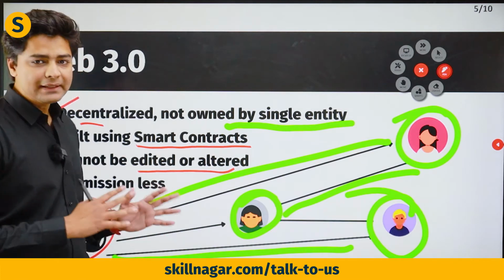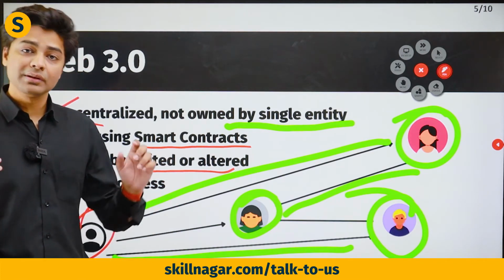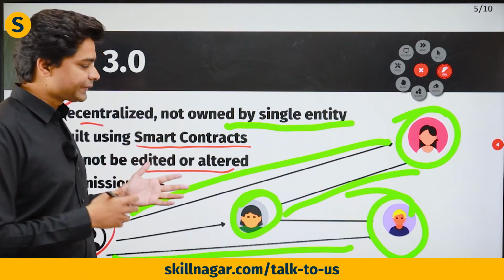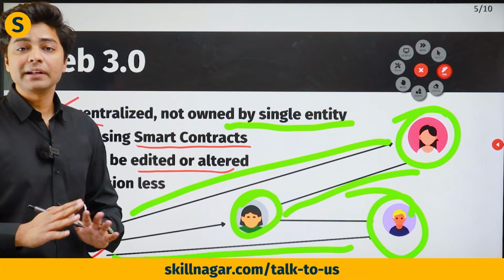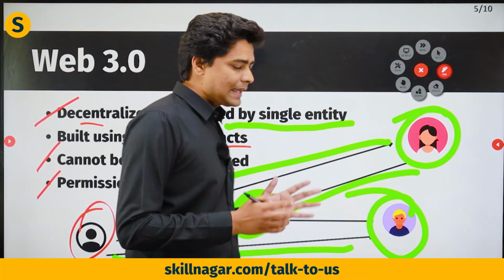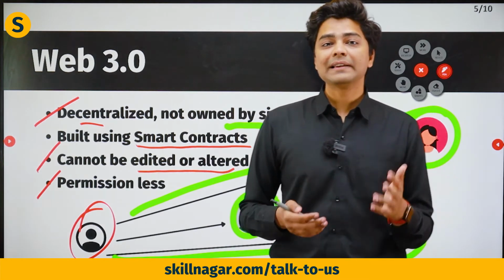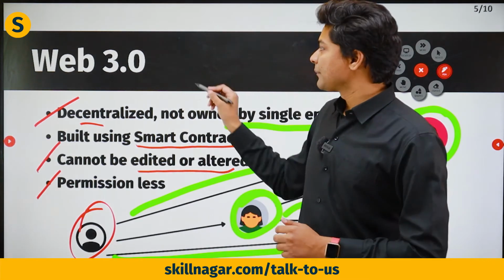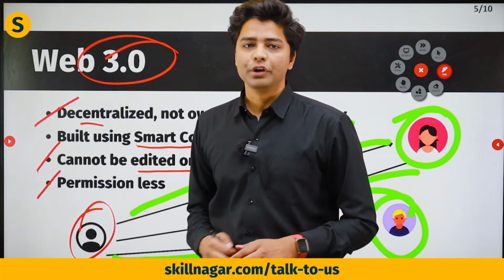Yes, so you can see there is not a single entity which is connected to all of them. You can see some users are connected to some people, some users are not connected to everyone. So you can see this is how the process of decentralization works, and this is the backbone of Web 3.0.